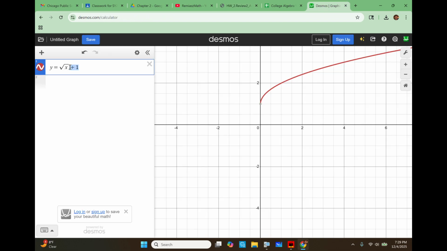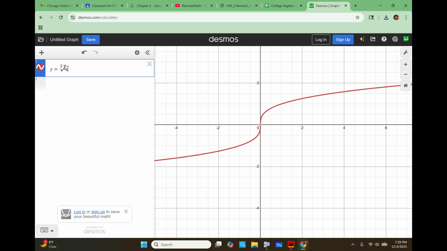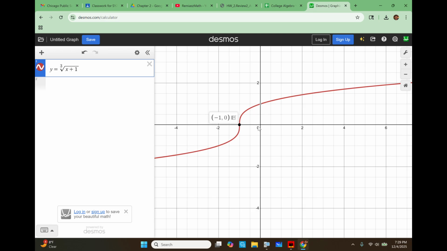So cube root of x: 0, 0, 1, 1, 8, 2, negative 1, negative 1, negative 8, negative 2. There's the cube root of x. And on the inside, I'm going to do cube root of x plus 1. So that's a shift left of 1 unit. The point that was at 0, 0 is now negative 1, 0. Subtract 1 from all of the x values.